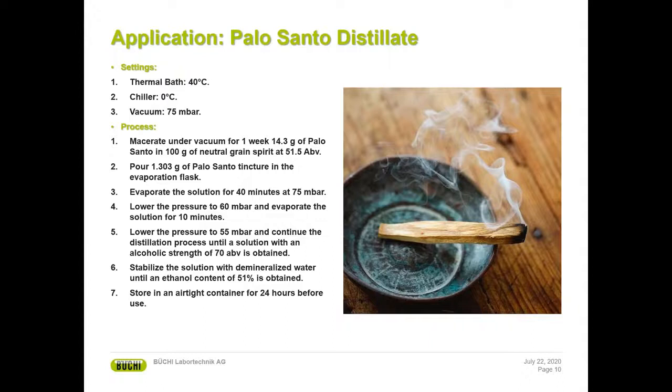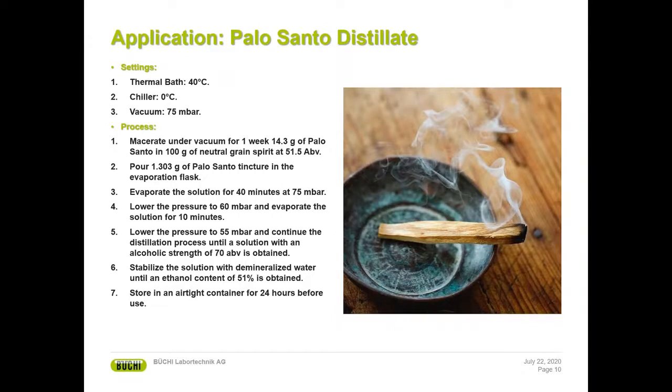Regarding the rotovap settings, in this case, as you can see, the thermal bath is at 40 degrees Celsius. And we chose this temperature because obviously it all depends on the type of material treated. Since Palo Santo is rich in essential oil, we proceed with a distillation below 50 degrees Celsius, in order to avoid any kind of deterioration process, like hydrolysis perhaps, which can actually occur in the final part of the distillation, where in the evaporating flask you have a very low ethanol concentration.